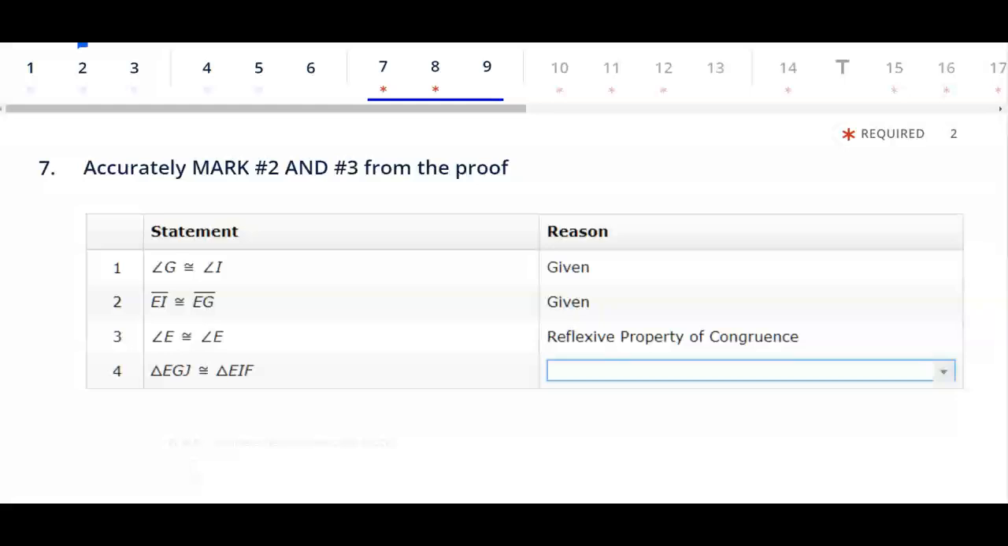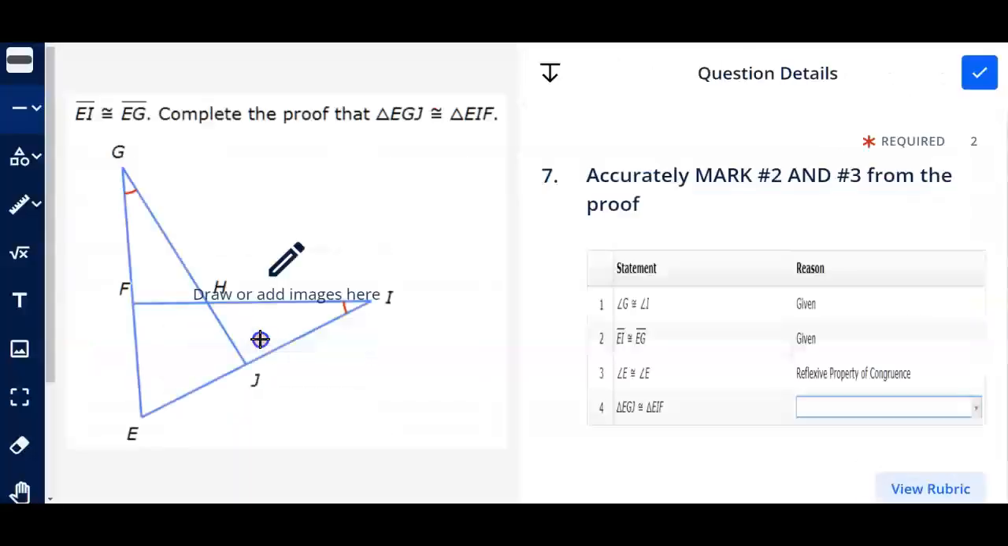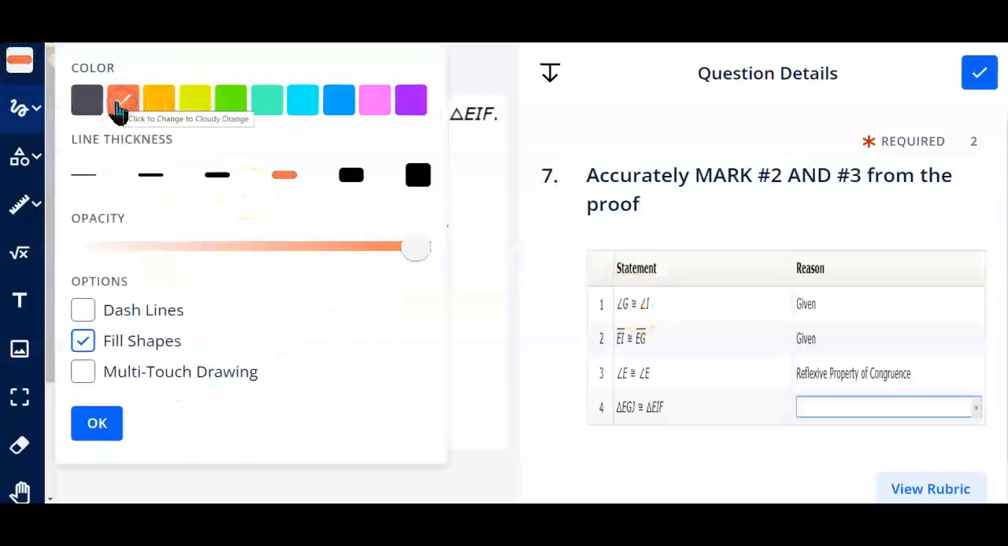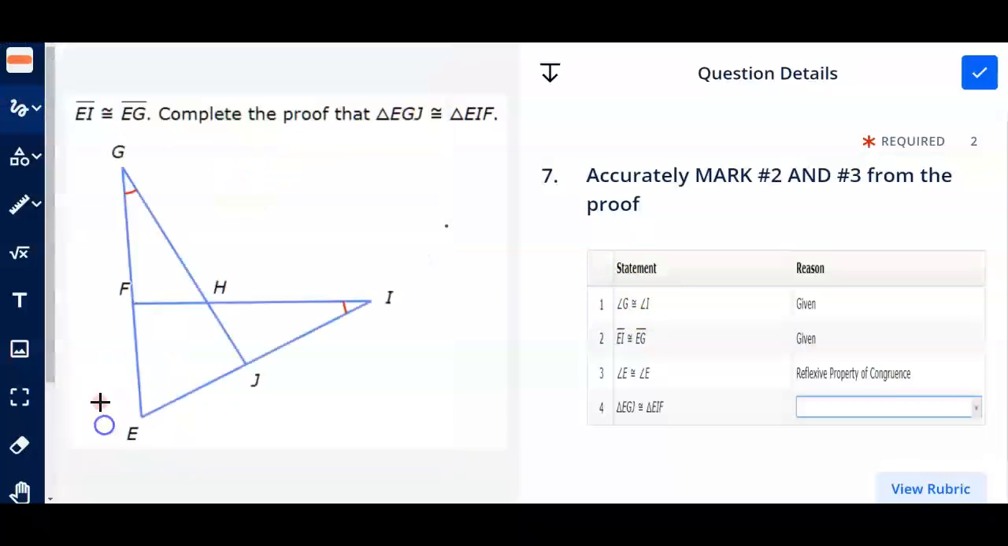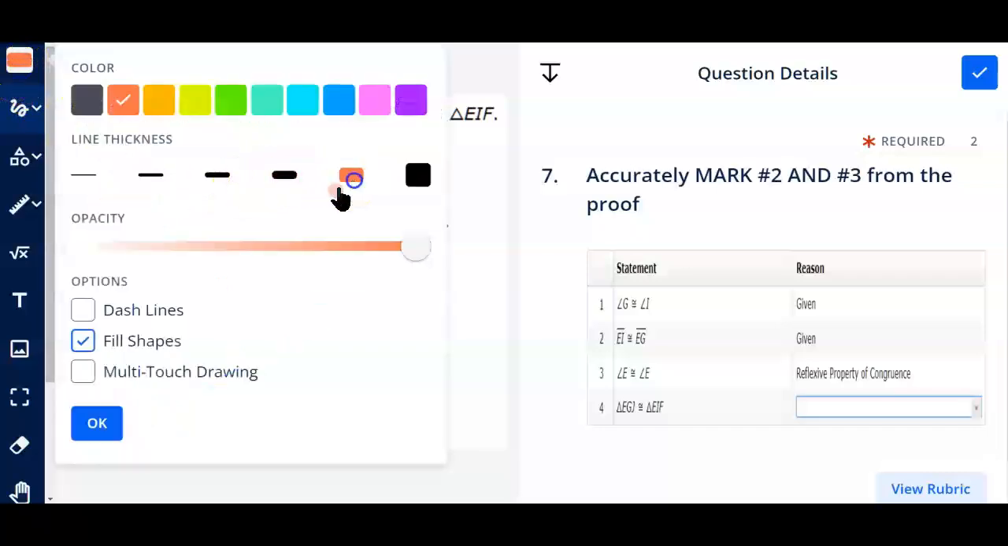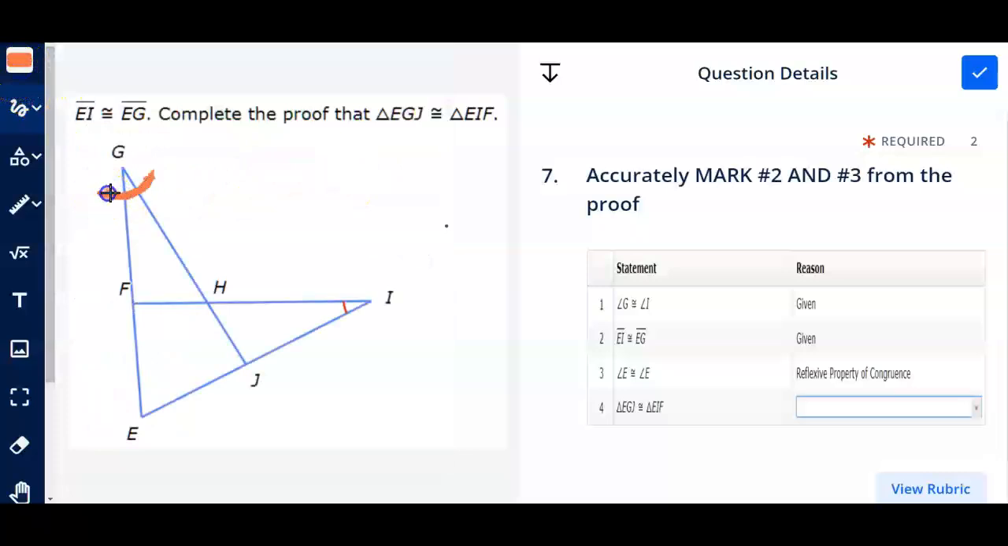All right, number 7. We are marking numbers 2 and 3 from our proof. Just to review, by the way, number 1 is angle G is congruent to angle I. That has already been marked. But just to help me view it better, I'm going to mark it again, just so it's kind of big and obvious for me. That helps me see it. Just like a thicker angle mark. There we go. All right.